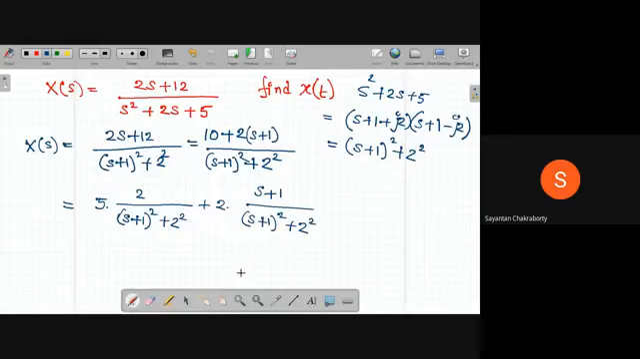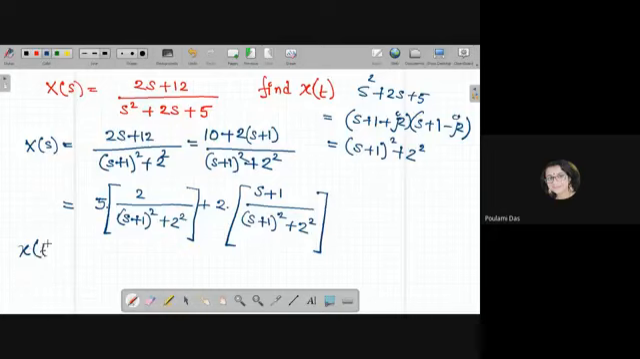Now, do you see any particular form in these two factors? Yes, sir. Sin theta, cos theta. Shifted or damped sinusoidals. Okay, so what will be x(t) then? 5 e to the power minus t sin 2t, plus 2 e to the power minus t cos 2t.